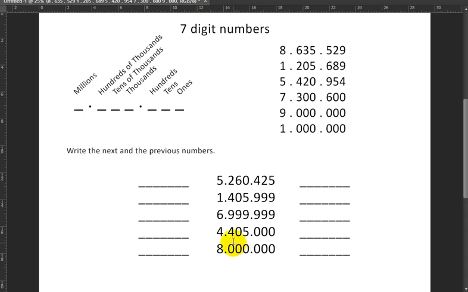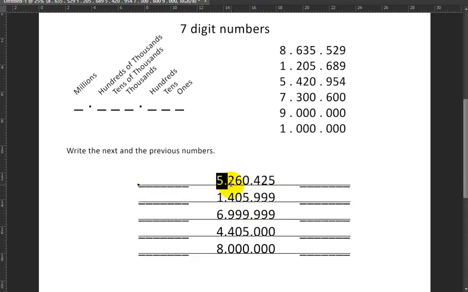All right, so now if you're back, I'm guessing that you tried to do these on your own. Let's see if you got them correct. We will begin by doing each number separately. So here we have 5,260,425. To find the next number, we just have to make the ones increase by 1. So from 5, they need to go to 6.